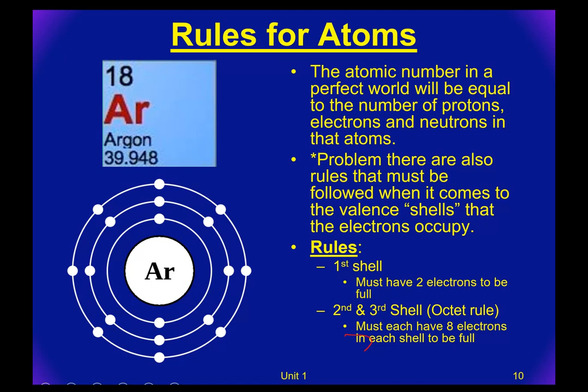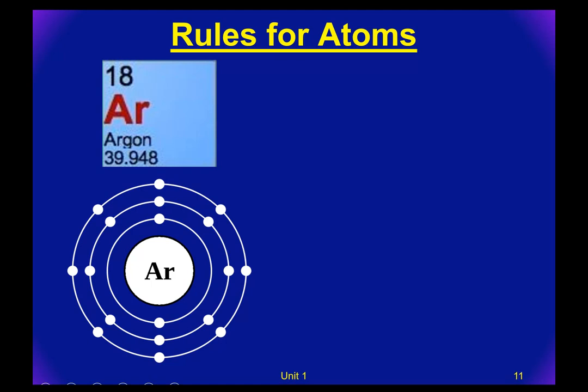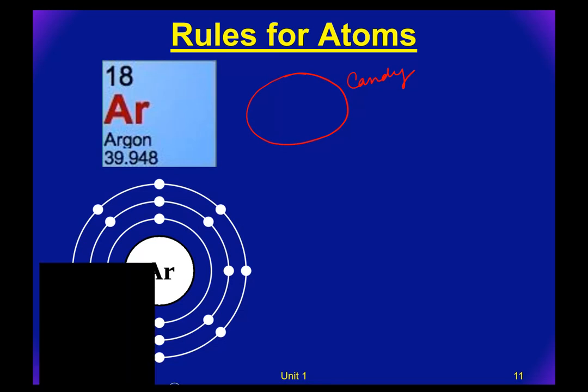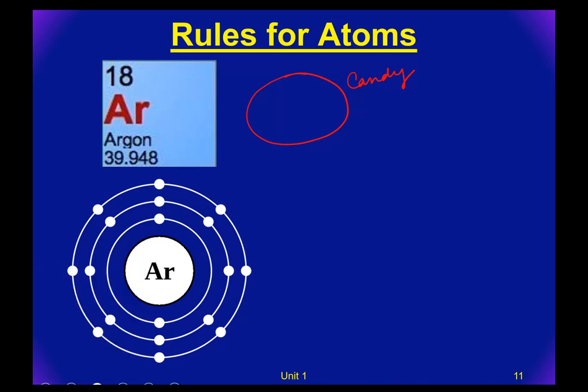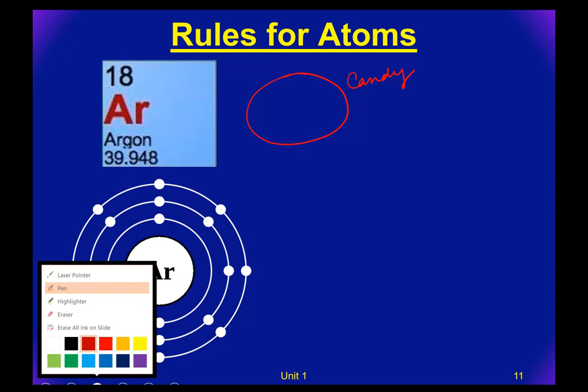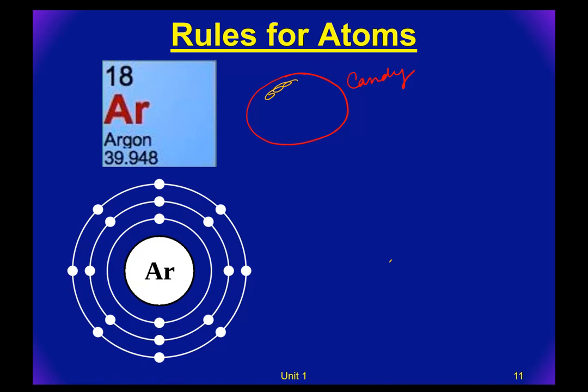And for the sake of argument, I want you to think of a peanut M&M. Okay? So in a peanut M&M, you've got the outside that has the candy, right? Inside of that, where it is orange, you've got the chocolate layer, right?